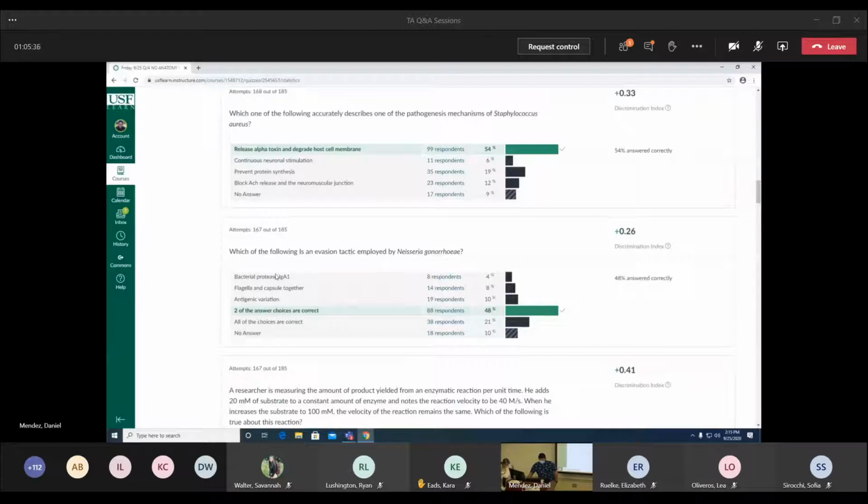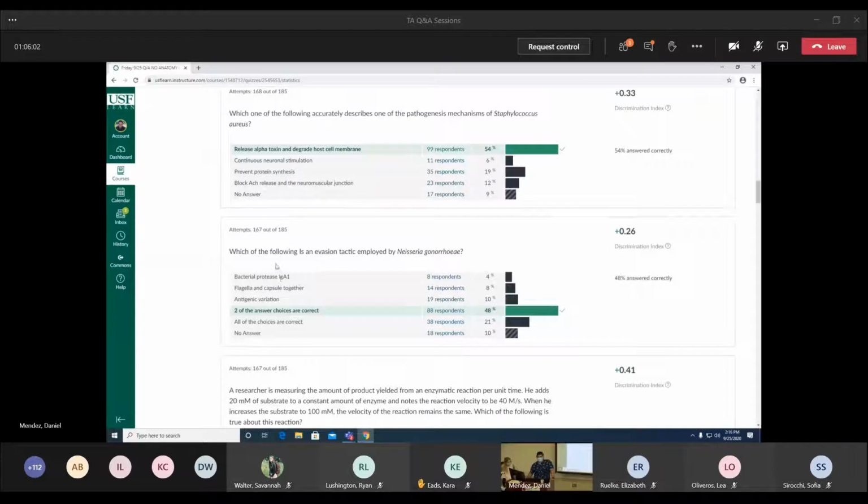All right. And then my last question, which of the following is an evasion tactic employed by gonorrhea? So gonorrhea had 2 specific tactics that it employed to evade the immune system. And both of those are going to be antigenic variation and the IgA protease. Those are the specific examples from the lecture.